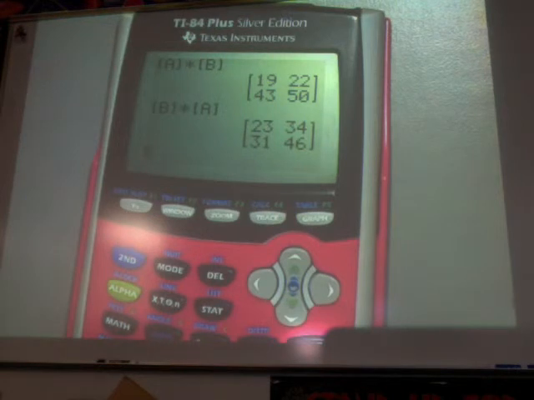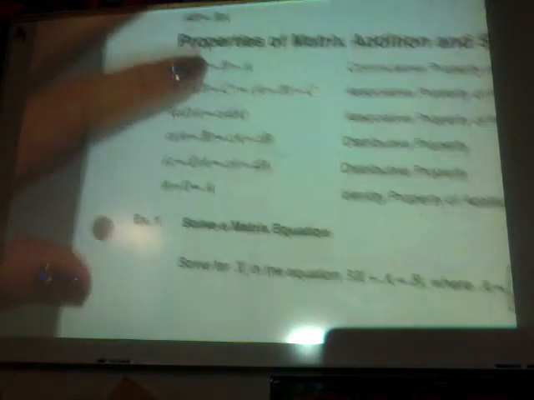Okay? All right, so then flip that over. I've got a couple more things to do with you. So put your calculator away for right now. So then you have various properties of matrices.